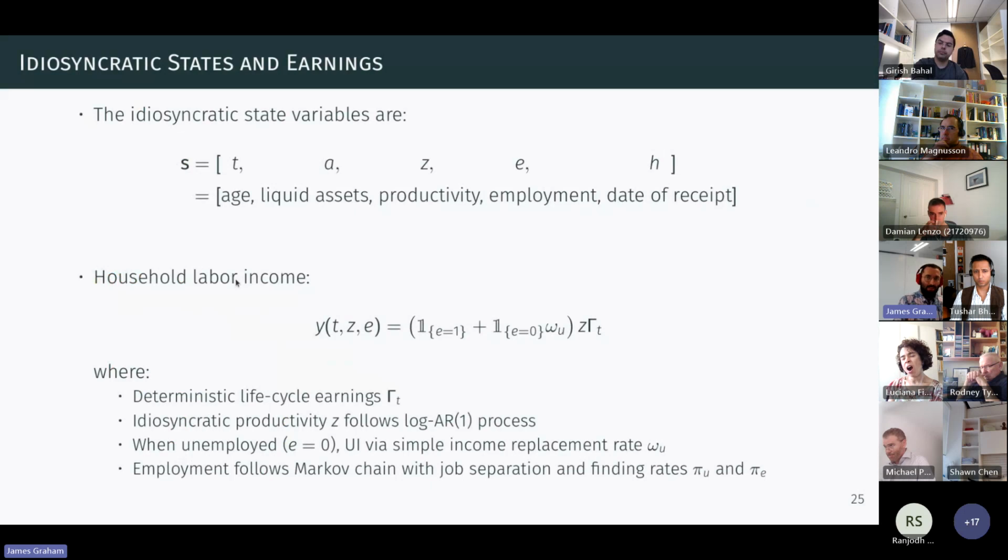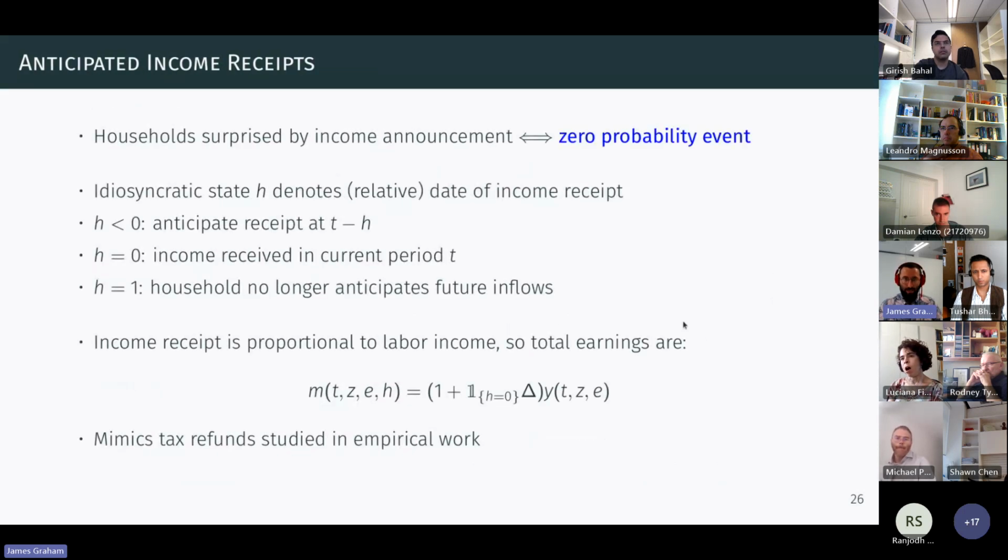So the idiosyncratic state variables for this household are the age of the household, denoted in months, the liquid assets of the household, A, the productivity of the household, so how much do they earn given that they're in a current job, whether or not the household is employed, E, and the date that they're set to receive some income inflow in the future, H. Household labor income depends on whether you're employed or not, depends on your productivity, and I'll also include a life cycle earnings component, your standard kind of hump-shaped life cycle process. Nothing fancy, this is all standard from this kind of literature.